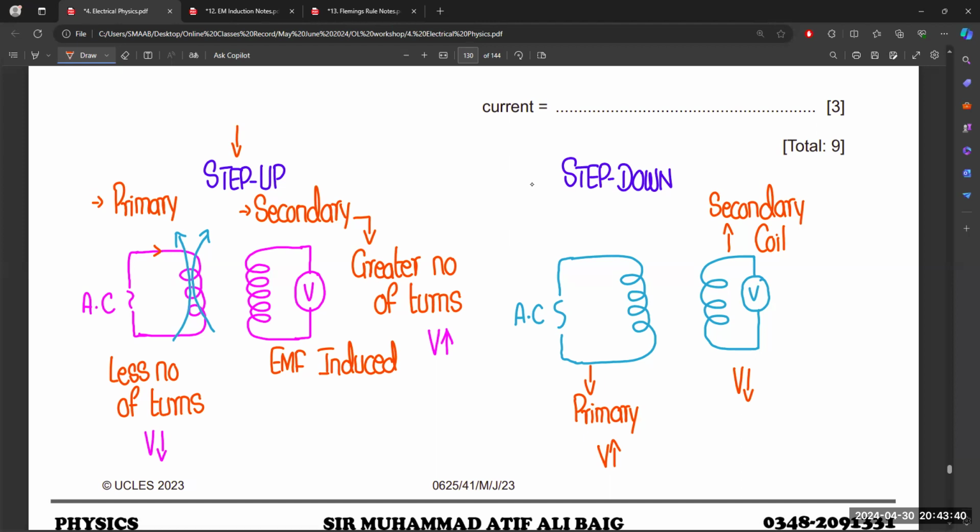Then we have a step down transformer. And in a step down transformer, we have the reverse. Again, we connect the AC supply, and that AC supply is connected with the primary coil. And again, in the primary coil, we have a greater number of turns. So again, more number of turns, more EMF. But in the secondary coil, we got fewer turns. And when we have fewer turns, definitely you will get less voltage in the output, right?